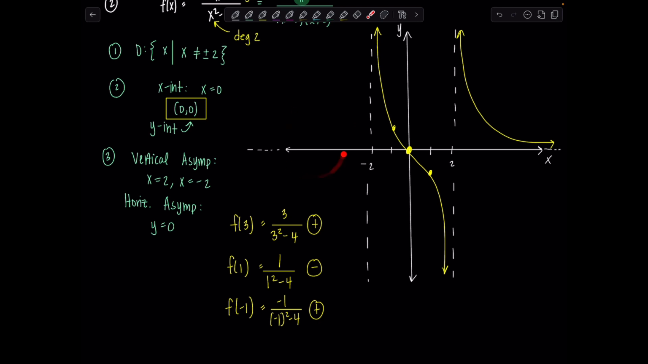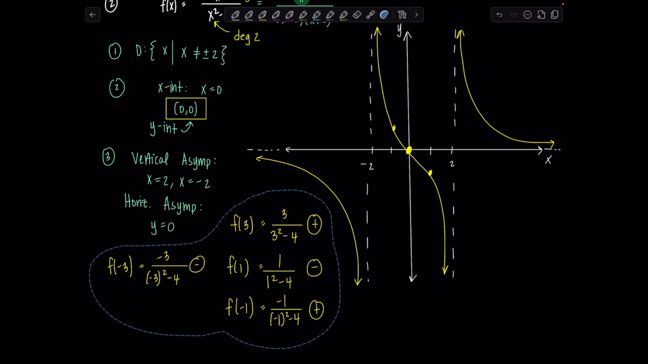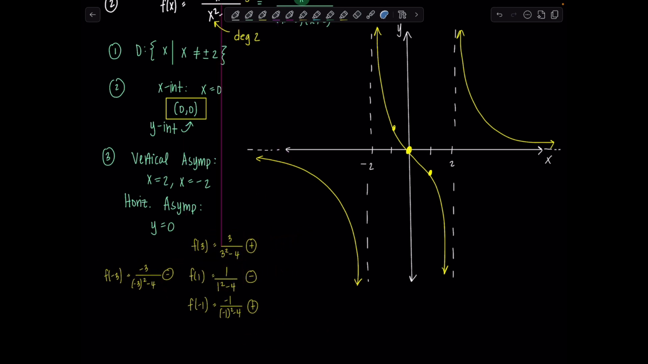We're going to test somebody over here so I know whether or not the graph is here or here. Let's pick -3 for x. So f of -3 would be -3 over -3 squared minus 4. So this would be positive. This is negative. So overall, it's negative. So it's going to be this piece down here. Okay. Good? So see how this one, even after finding all the intercepts and everything, we still needed more info to put the graph together. That happens sometimes.